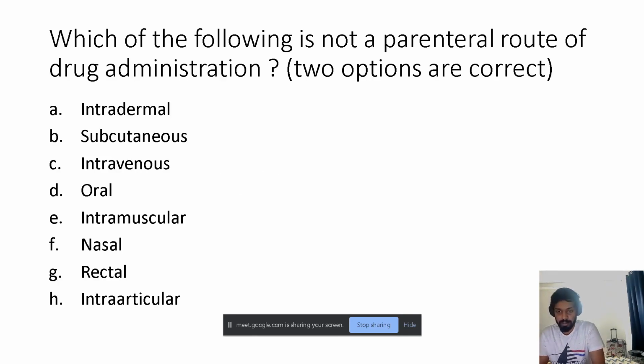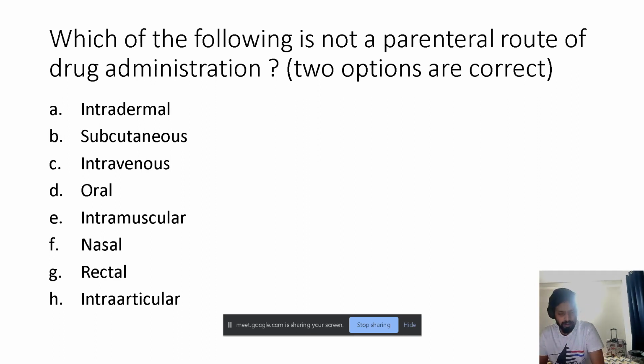With that, let's look briefly at this year's week 7 assignment questions. Which of the following is not a parenteral route of drug administration? Parenteral route is other than enteral route, or anything that's not associated with your digestive system, right? So they're asking which of the following is not a parenteral route of drug administration. So which of the following is an enteral?